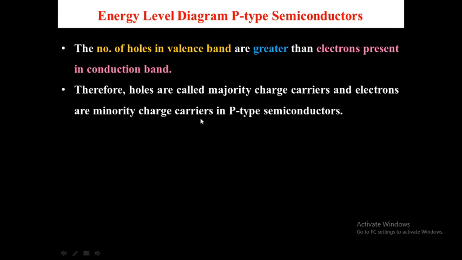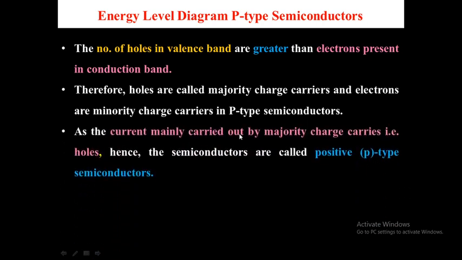So therefore holes are called majority charge carriers, since the number of holes is greater than the number of electrons present in the conduction band. And there are few electrons present in the conduction band, hence electrons are minority charge carriers in p-type semiconductors. And as the current is mainly carried by majority charge carriers, that is holes, these semiconductors are called positive, that is p-type semiconductors, since holes carry positive charge. So this is the description of the energy level diagram of p-type semiconductors.